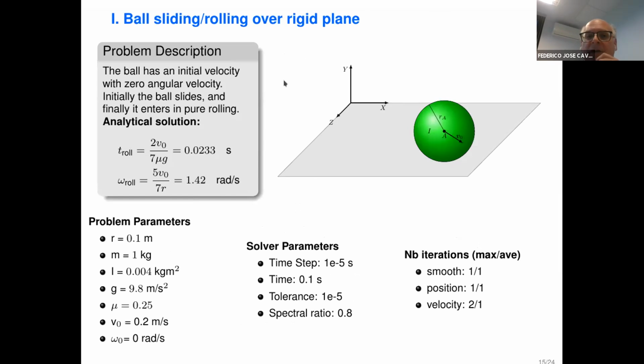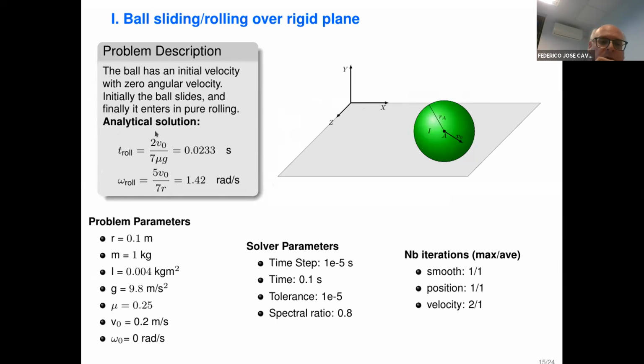The first one is very simple. We have a ball which is in contact with this plane. The ball has an initial velocity of 0.2 meters per second, and zero angular velocity. Initially, the ball slides and then enters into rolling, and we can verify the numerical results with the analytical solution.